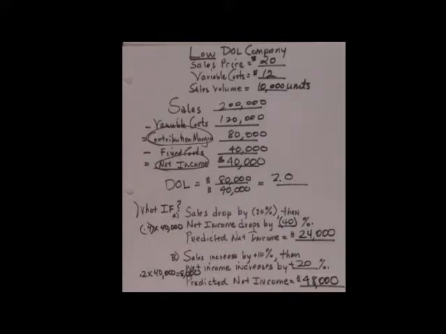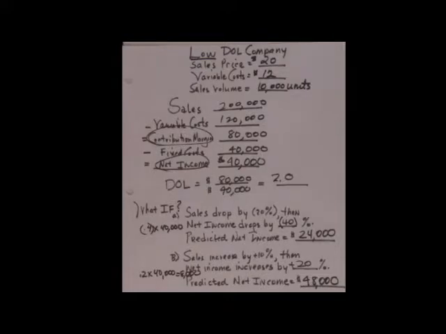Now again, you'll recall the high DOL company that we just looked at also had a net income of $40,000. But this one is going to have a lower DOL, $80,000 divided by $40,000, and a DOL of 2. Now by having this lower DOL, or degree of operating leverage, we will not see such drastic changes when we have these changes in the sales.